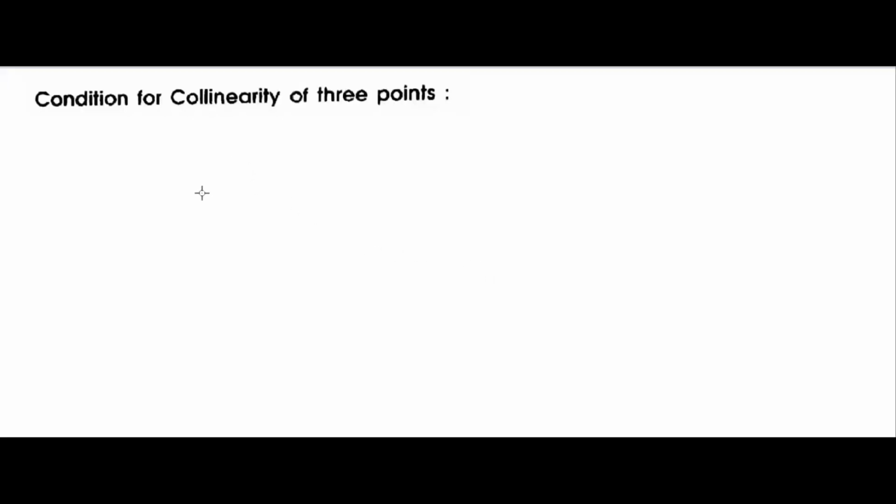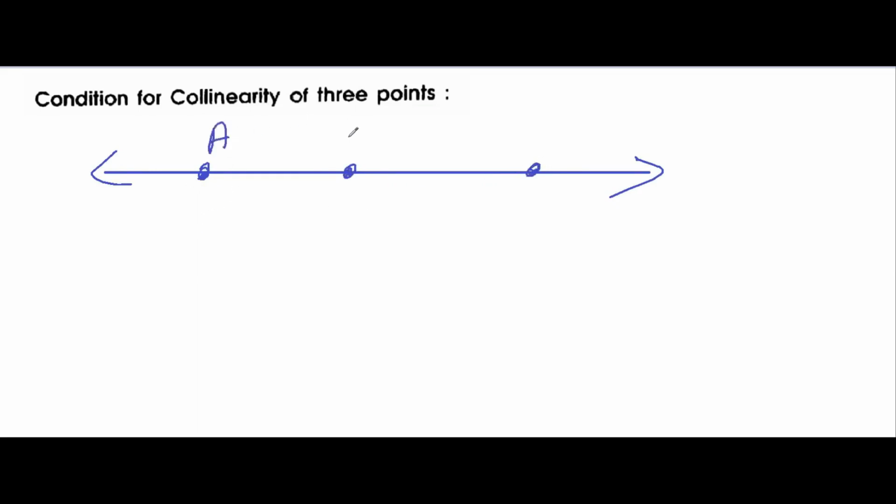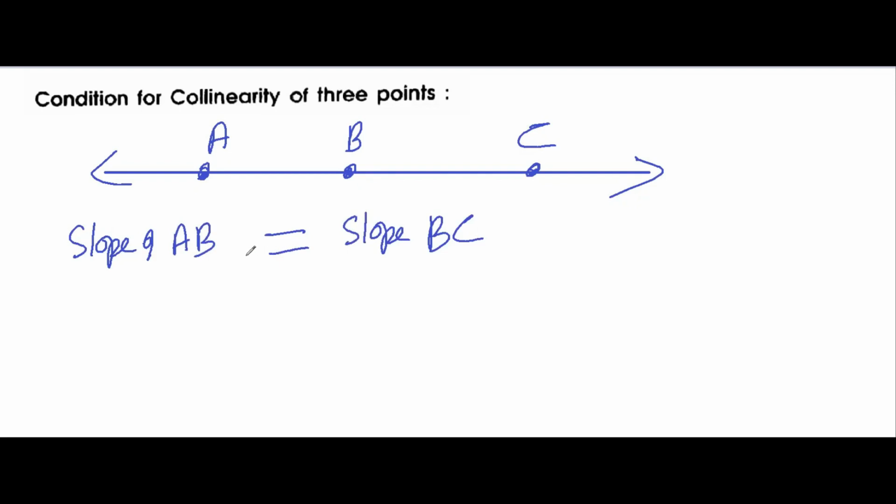Fine. So the next concept we have is the condition for collinearity of 3 points. If I have a straight line and 3 points on it, then I can say these points are collinear points. Say the points are A, B, and C, and I need to check the collinearity of these 3 points. Then I take the slope of AB and the slope of BC. If they are equal, then I can say these 3 points are collinear. They lie on the same line.